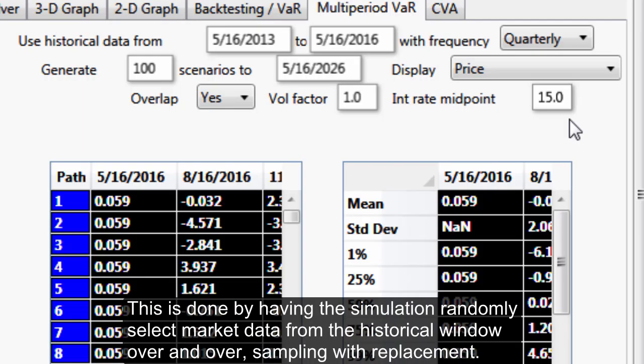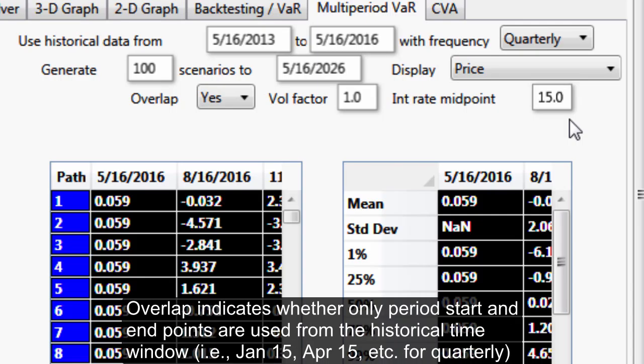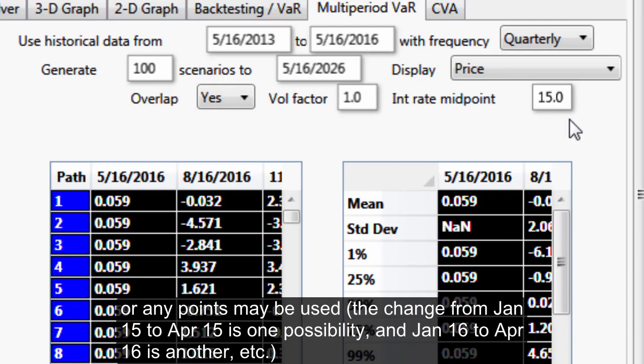This is done by having the simulation randomly select market data from the historical window over and over, sampling with replacement. Overlap indicates whether only start and end points are used from the historical time window, i.e. only January 15th, April 15th, etc. for quarterly, or any points may be used. The change from January 15th to April 15th is one possibility, and January 16th to April 16th is another, etc.